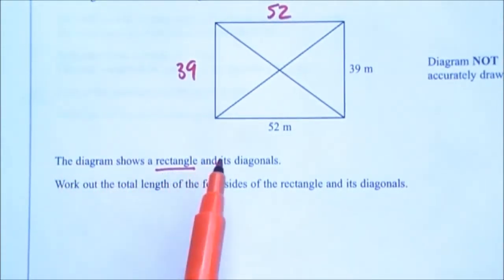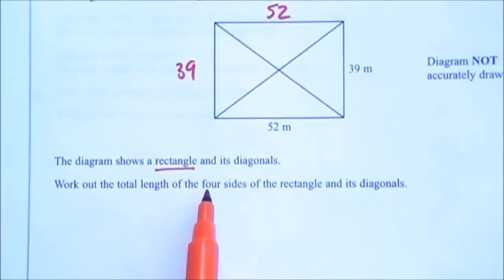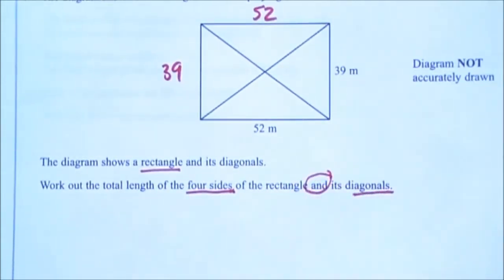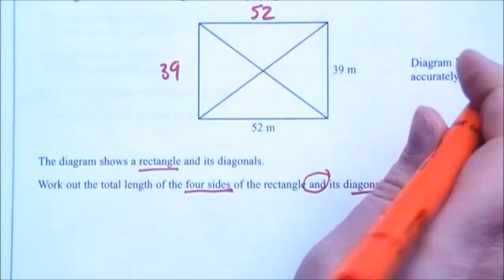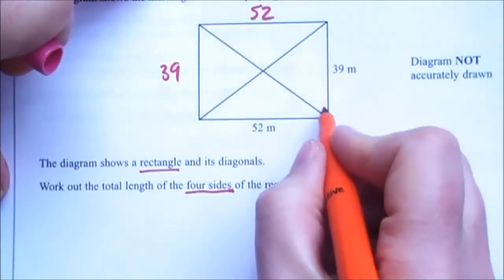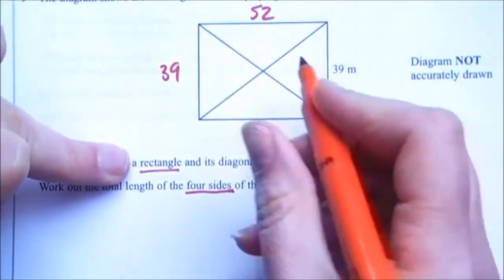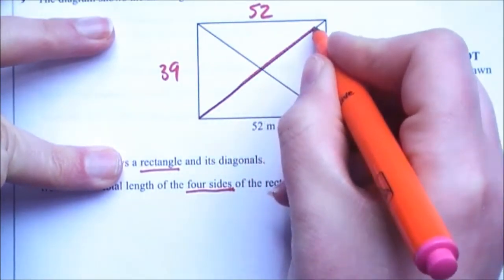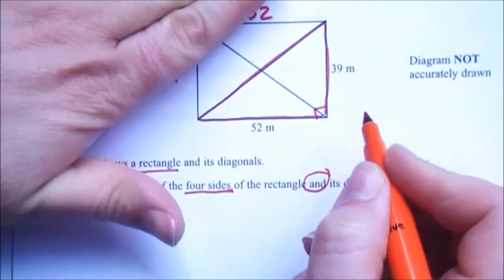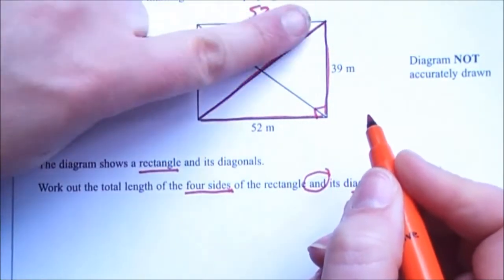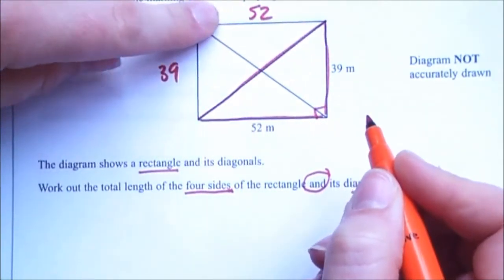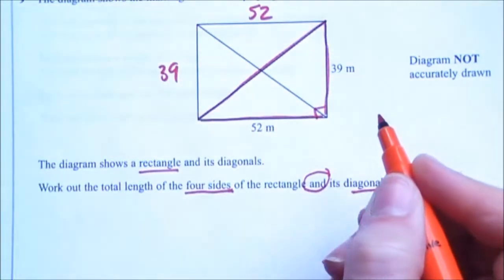So the rectangle and its diagonals. Work out the total length of the 4 sides and its diagonals. Now I don't have any length for the diagonals. This is where Pythagoras comes in, because this is a rectangle, so I know I've got a 90-degree angle down there. Now to find the length of the diagonal, hopefully I should be able to see that this is just a right angle triangle, and this is going to be exactly the same. Okay, so both of those lines are going to be the same.